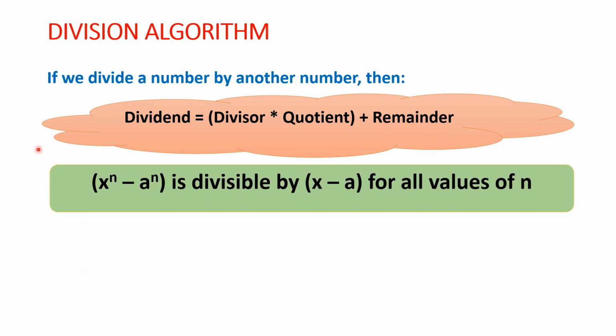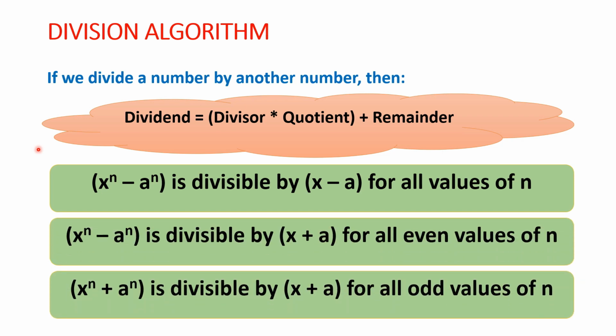And there are some more rules to be remembered to solve the problems. I am reading that x power n minus a power n is divisible by x minus a for all values of n. And x power n minus a power n is divisible by x plus a for all even values of n. Similarly, x power n plus a power n is divisible by x plus a for all odd values of n. Just try to remember these rules. This will help a lot in solving problems.